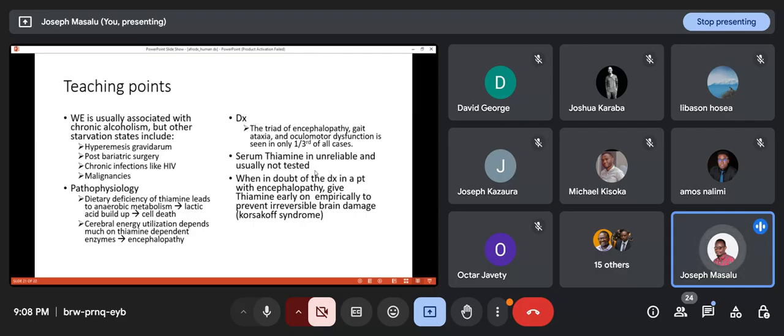But there are other causes of Wernicke's encephalopathy, and these include hyperemesis gravidarum, the topic of today, and post-bariatric surgery, very important because people in this country nowadays are going outside, getting bariatric surgery, and coming back. Chronic infections like HIV will make people not eat, and they end up with Wernicke's encephalopathy, and malignancies. The pathophysiology is dietary deficiency of thiamine, which leads to anaerobic metabolism, and the lactic acid builds up, which causes cell death.